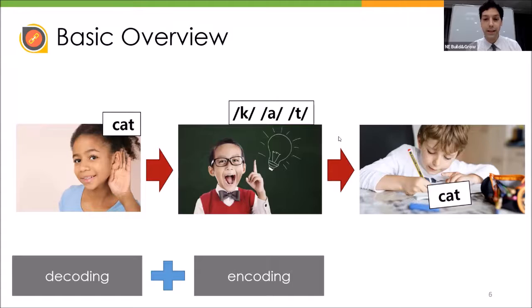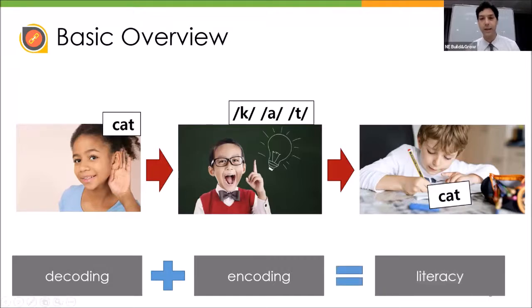So actually, the answer here, when you combine decoding and encoding, you get literacy. Okay, so what is literacy? The ability to read and understand what you're reading, and also to write down your ideas using correct language. Okay, and this is what we want. This is the goal of phonics, to make sure that our students are literate.